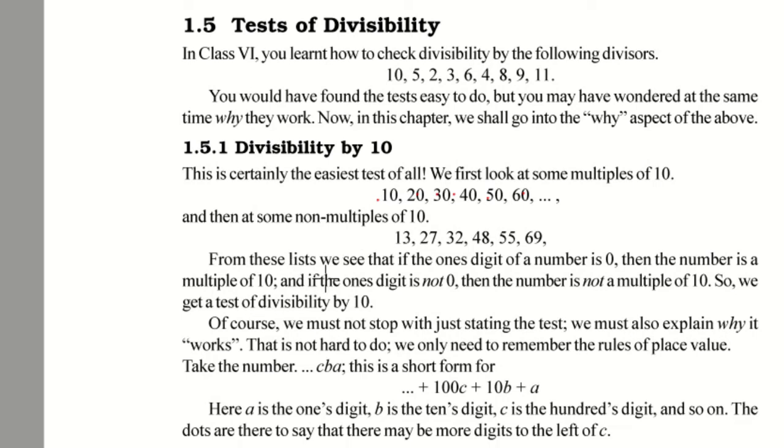From this list, we can notice that if the one's place is 0, then the given number is divisible by 10. If the one's place of a given number is not 0, then the given number is not divisible by 10. We know this, but why does this work? Now let us see why this works.